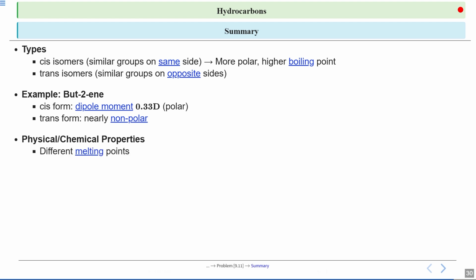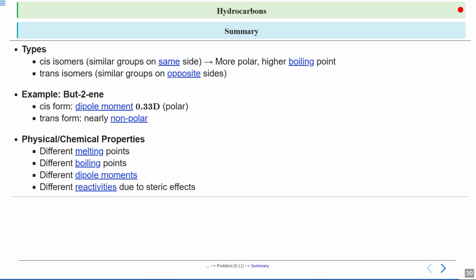Next, we have physical and chemical properties. They have different melting points, your cis and trans, and they have different boiling points and different dipole moments. So these three things are different in case of your cis and trans. Similarly, they will show different reactivity due to the different steric effect.